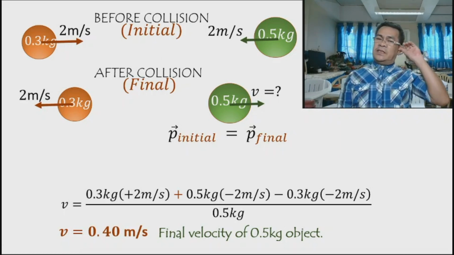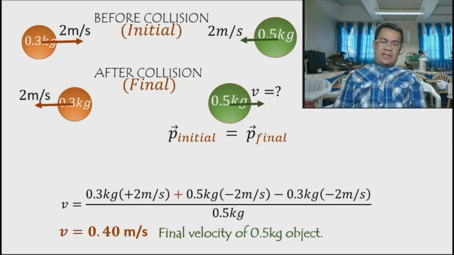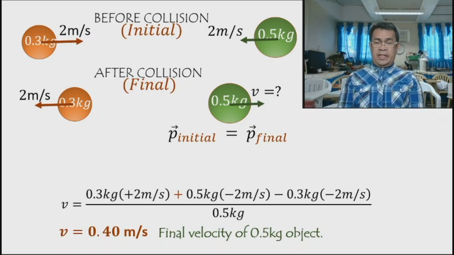Now, this problem is a kind of elastic collision. Why? By the way, in the next video, we will study about collisions. There are two kinds of collision. We have the elastic and we have the inelastic. This problem is a kind of elastic. Why? Because the objects will separate from each other. Then one will bounce back. So therefore, this is a kind of elastic.